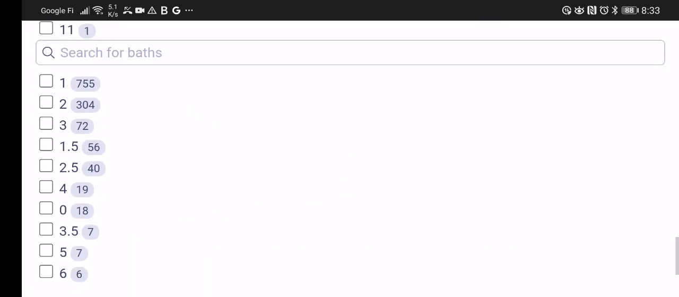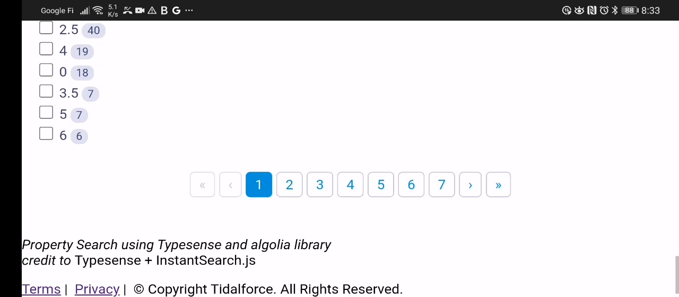And look at this for baths. There's a lot of options for baths. And it has pages and everything.